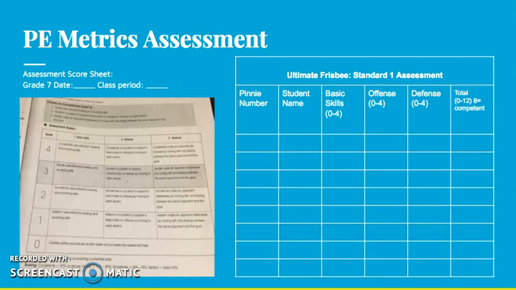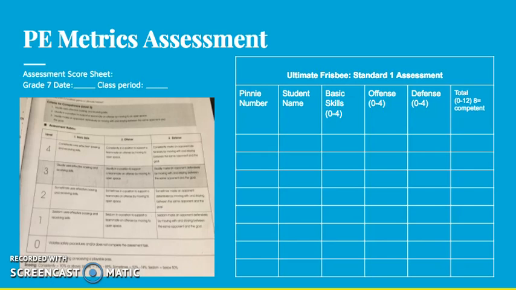Our next assessment was a PE Metrics assessment. This was created by SHAPE, making it reliable. They tested it several times, and it would be similar when given by many teachers and different students. This specific one covers Standard 1 for Ultimate Frisbee. It demonstrates competency in motor skills and movement patterns needed to perform a variety of physical activities.